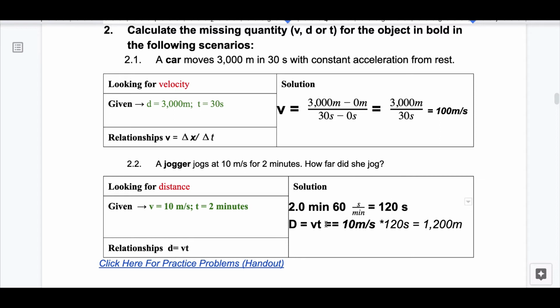Okay, you're going to have a problem pop up on the screen now where you're going to be solving for velocity, distance, or time, and then go ahead back to the video.